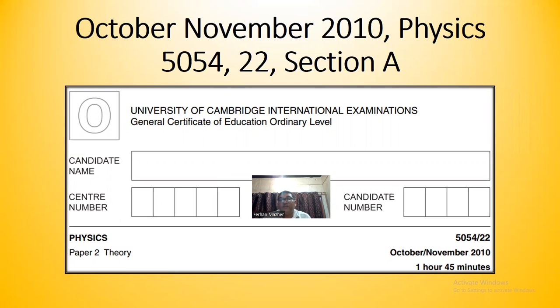Cambridge O Levels Physics 5054. Today we have set our hearts to solve a theory paper. We call it paper 2. And for this purpose, we have selected the October-November 2010 paper 2. This paper 2 belongs to zone 2. Today in this video, we are going to solve section A of this paper.